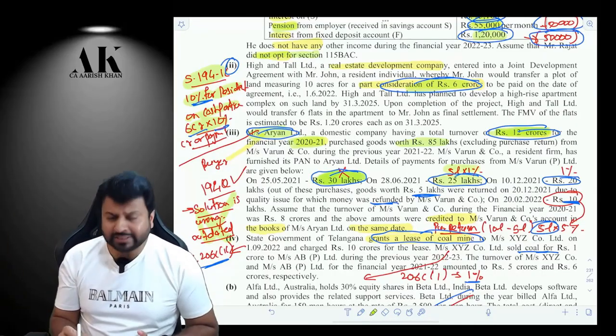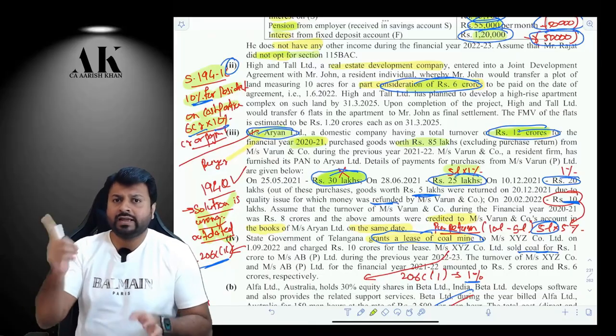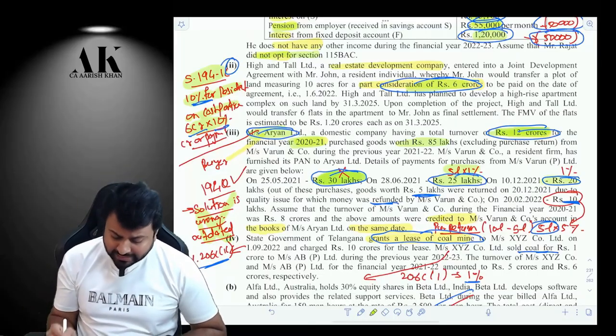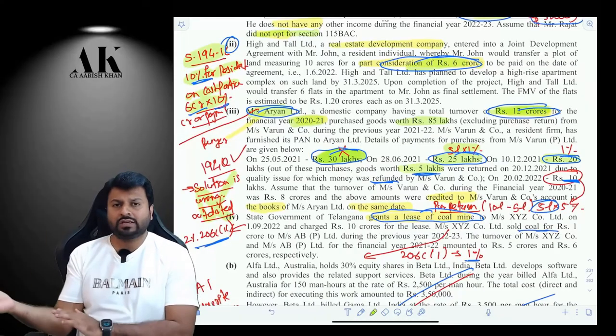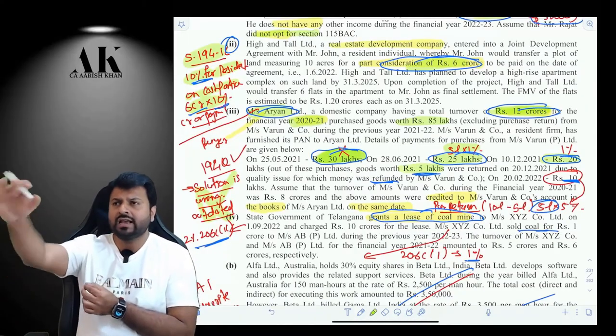So, how much is it exceeding? 5 lakhs it is exceeding. So, on 5 lakhs, you will deduct 1%. Now, on 20 lakhs, you will deduct again 1%. But later on, what happened? You returned 5 lakh rupees of goods to the seller, and you took the refund also.